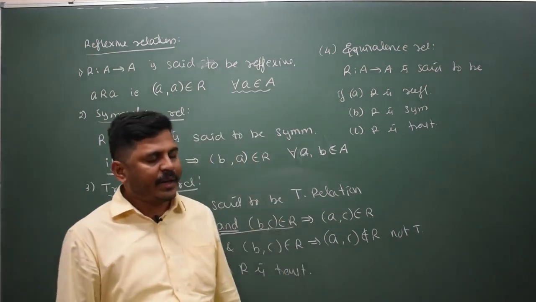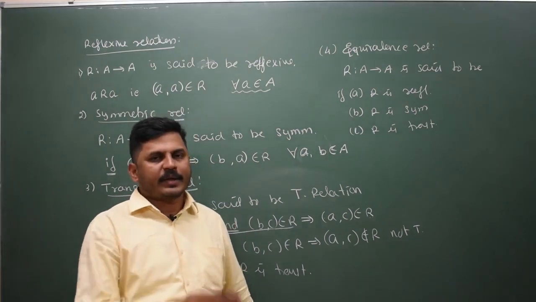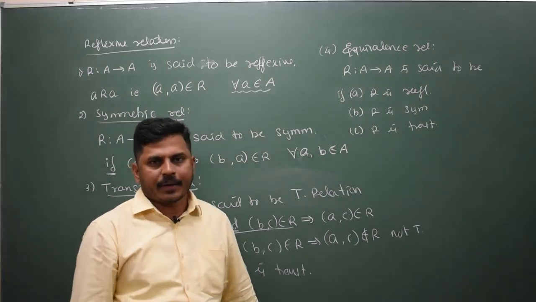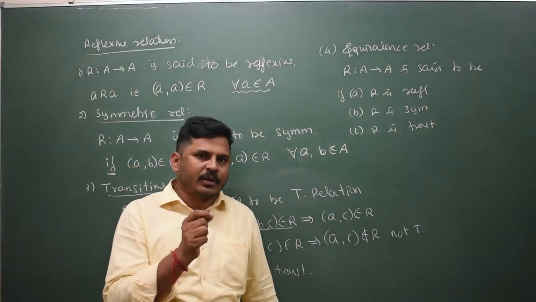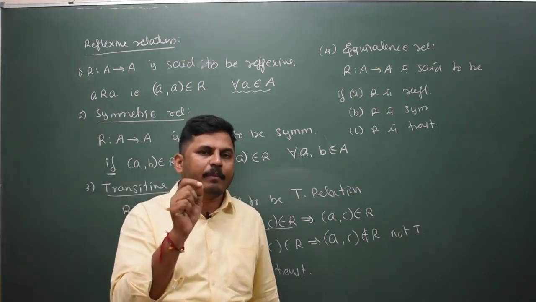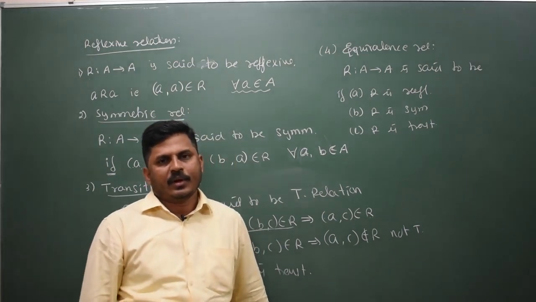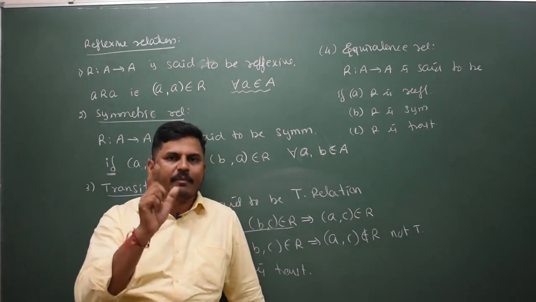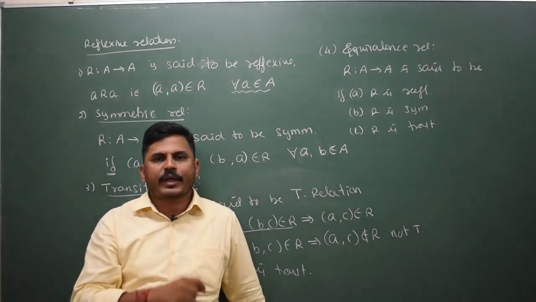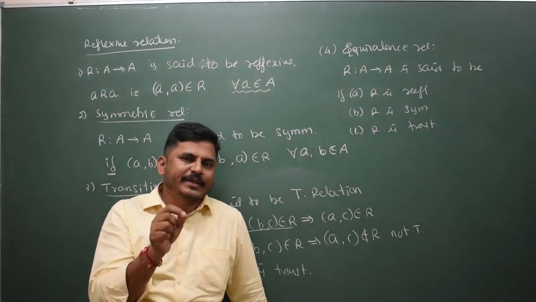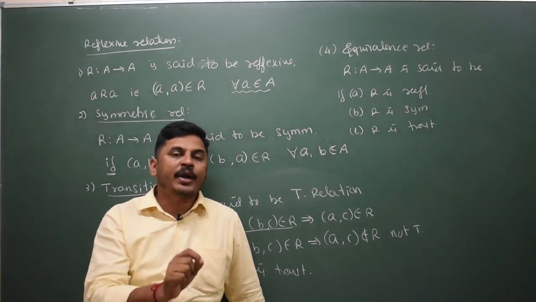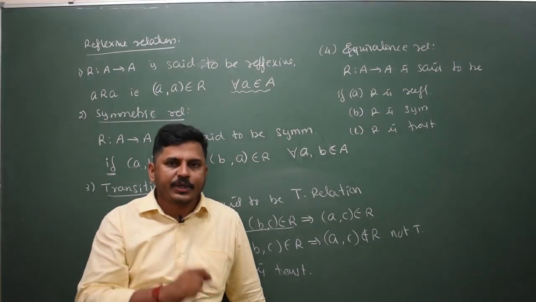To disprove any problem, say for example it is not reflexive, or it is not transitive, or it is not symmetric, while you are disproving the problem, a counter example is enough. One example to say it is not reflexive, one example to say not symmetric, one example to say not transitive. A counter example is enough to say that it is not reflexive, symmetric or transitive.